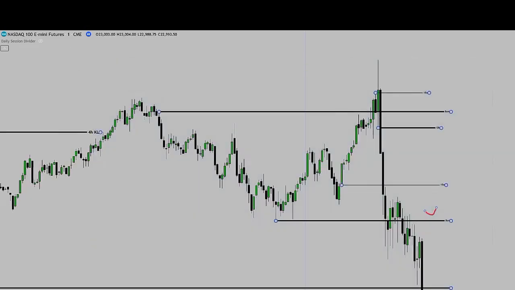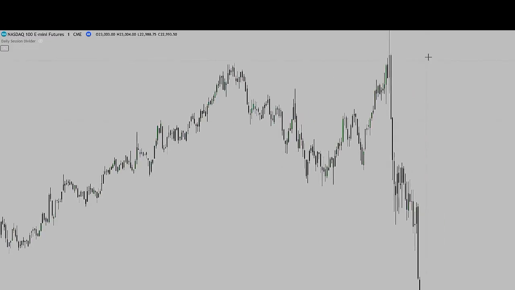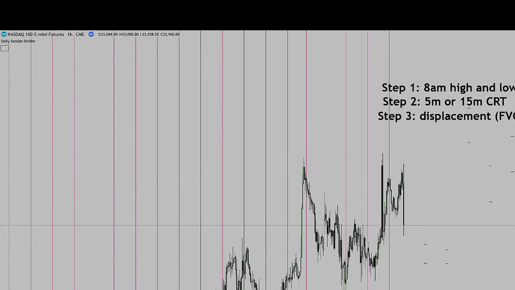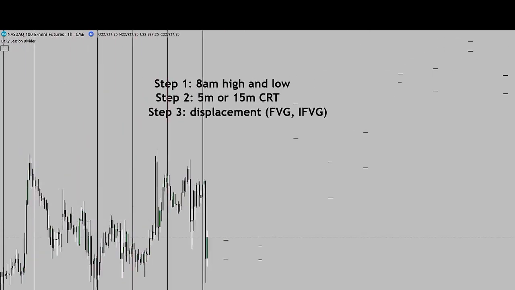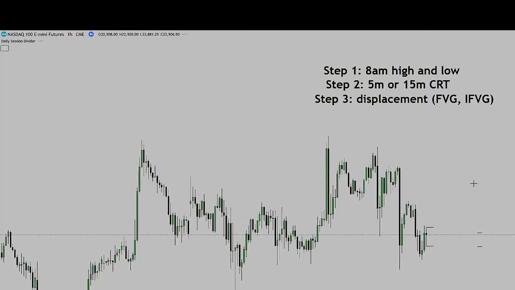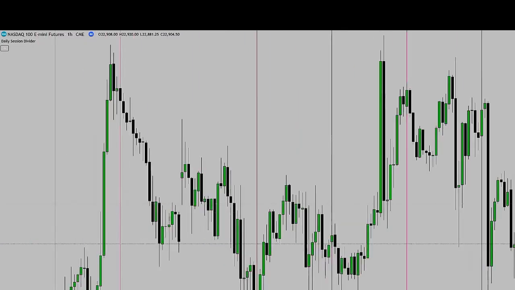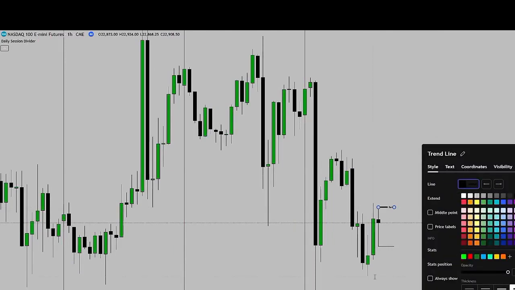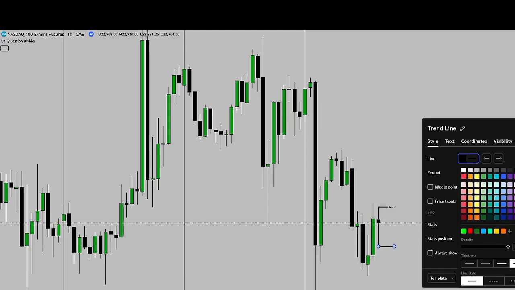Okay, so that finalizes this entire day of the 9am CRT model. We're going to go ahead and advance the chart up until the next day session. Okay, let's go ahead and advance this. Let's do this. We have the 8am high and low right over here drawn out. Let's mark this out. 8am high, and we will do that. And the 8am low right over here.